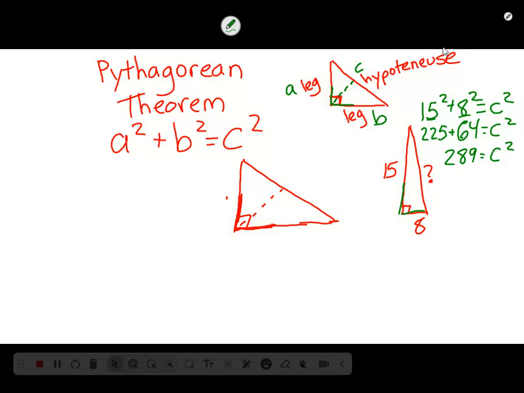Christina? It's not, because that's C squared. So how do I get it to be just C? Christina? It's not 289 divided by 2, because when we square, it's not 15 times 2, it's 15 times 15. What's the opposite of squaring, Hadley? The square root. So do you guys remember how we find the square root on our calculator? Let me switch this over.